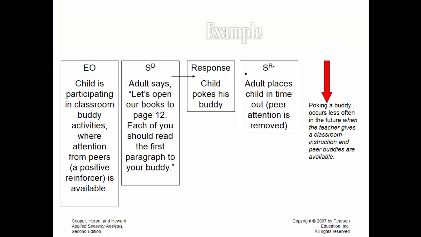So let's take a look at this example. Consider a child is participating in a classroom activity where attention from peers, a positive reinforcer, is available. The adult says, "Let's open our books to page 12. Each of you should read the first paragraph to your buddy." The child pokes his buddy, and then the adult places the child in timeout, therefore removing the peer attention. If the behavior of poking a buddy occurs less often in the future, then we can say that negative punishment has occurred.